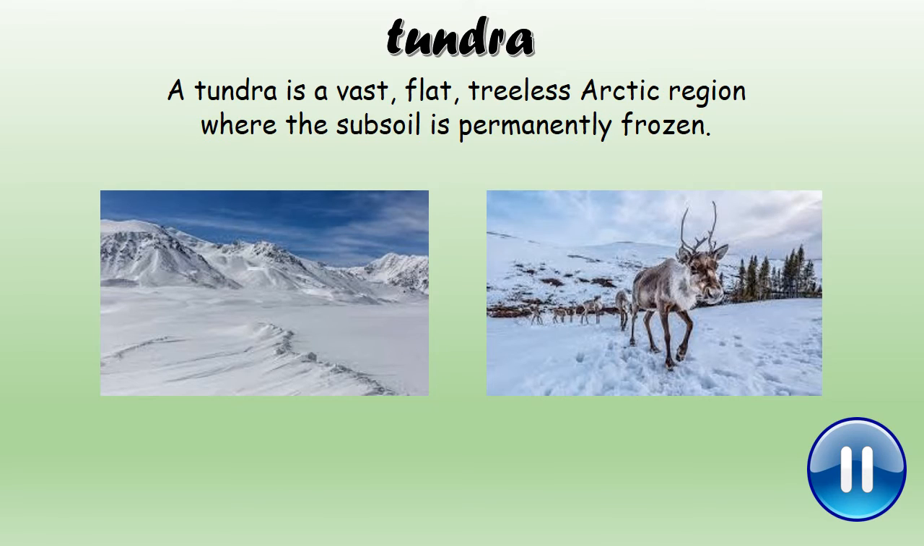Tundra. Have you heard the word tundra before? It's a geographical word for a snowy region. A tundra is a vast, flat, treeless Arctic region where the subsoil is permanently frozen. Again, it's quite difficult for animals and plants to survive there. They need to be specially adapted, like this reindeer on the right.